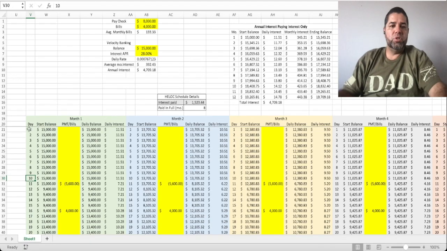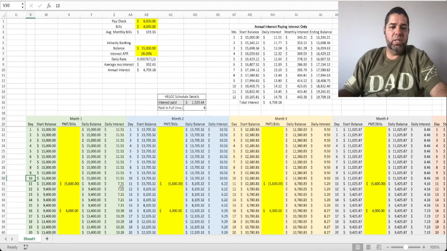Let's say the first 1 through 10 days, we left the balance at $15,000. So our daily balance remains $15,000, and we would be paying $11.51 each day. Now you get paid, and that HELOC payment we add here on day 11 of $5,600, which brings our daily balance to $9,400. Now for these next 5 days, we're going to be paying $721 a day for interest.